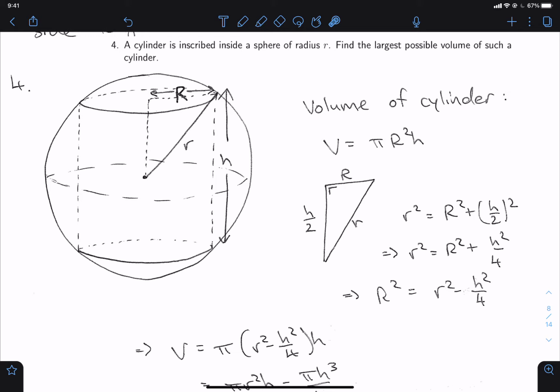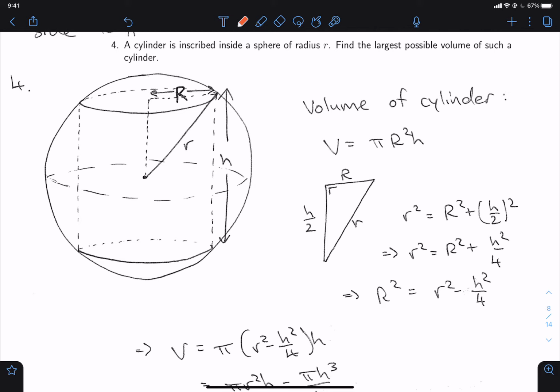The volume formula is equal to pi R squared times h, where h represents the height here, right? And the capital R here is the radius of the cylinder. So don't mix that up with the lowercase r. Lowercase r means the radius of the sphere, and capital R means the radius of the cylinder.